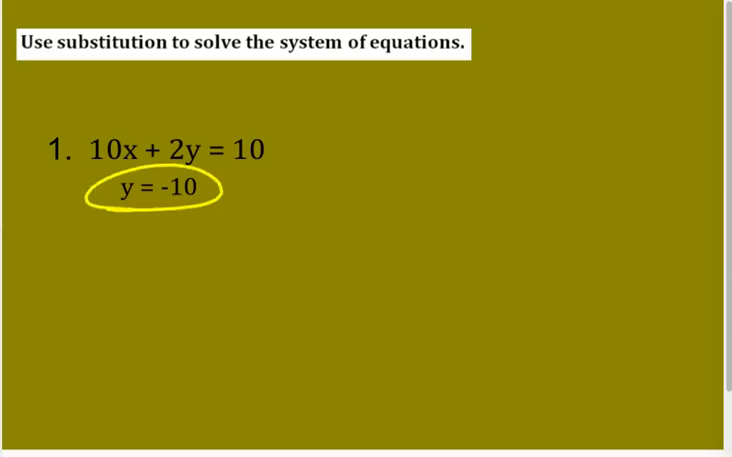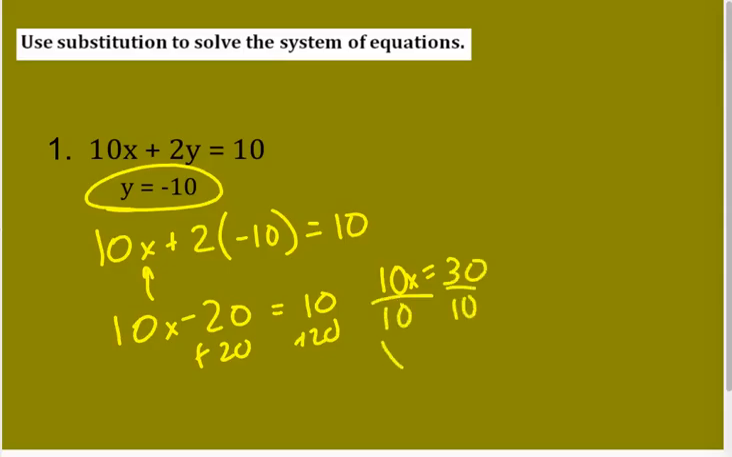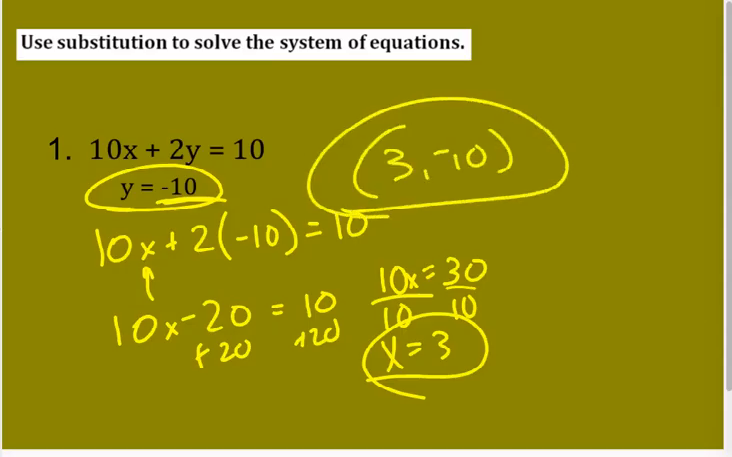So y equals -10. That makes life really easy because all I need to do now is write, instead of y, I'm going to put -10. Now there's only one variable. I can solve for that very easily. 10x = 30. So x is going to equal 3. That's my answer. So now I know that x is 3, I know y is -10. So my solution is just going to be (3, -10). Make sure you solve for both.